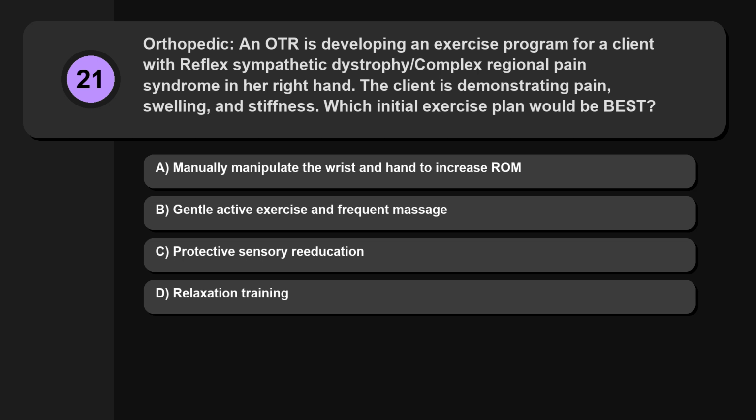Question 21. Orthopedic. An author is developing an exercise program for a client with reflex sympathetic dystrophy/complex regional pain syndrome in her right hand.